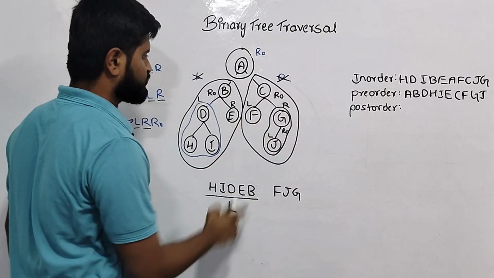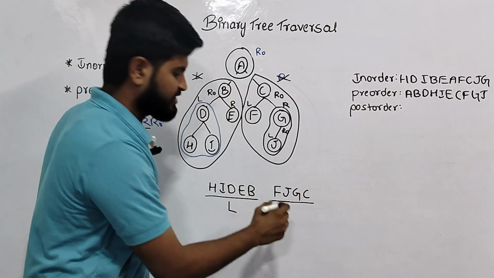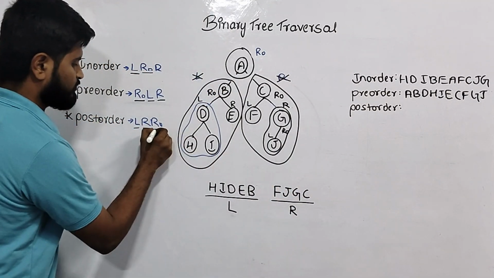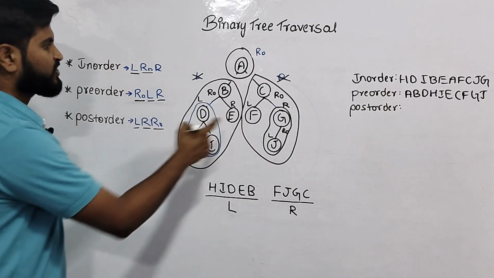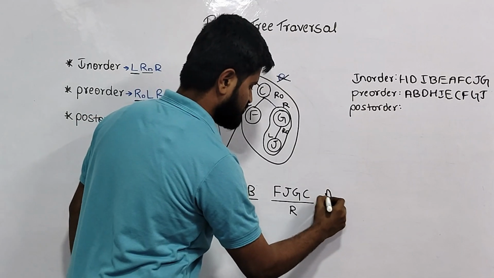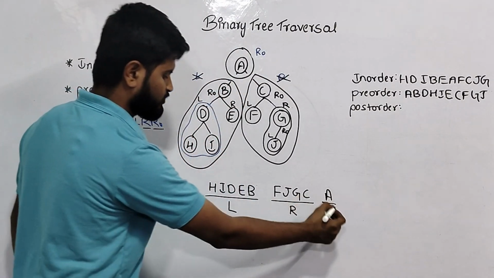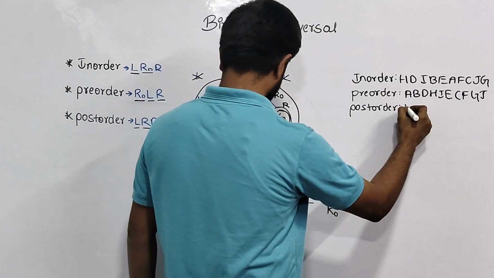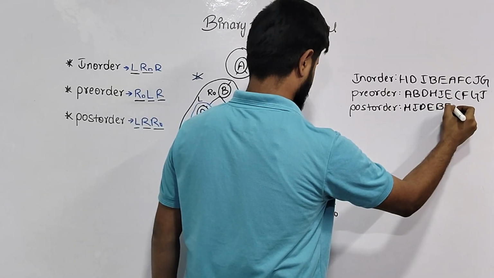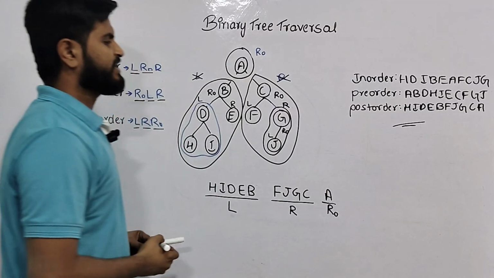Now we are left with the root. What is the root value? C. So now all the nodes in the right subtree are also traversed. Left is over, right is over. Last one is root. What is the root of the complete binary tree? A was the root. So left, right, root. So write it here. H, I, D, E, B, F, J, G, C, A. So now you have completed the problem.